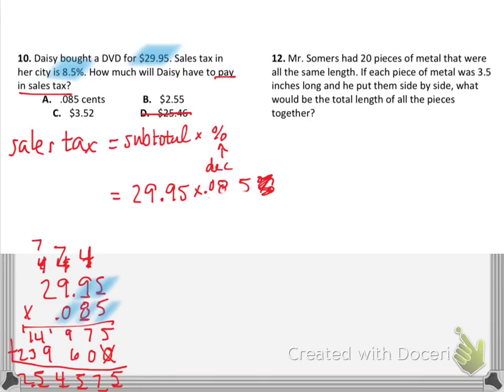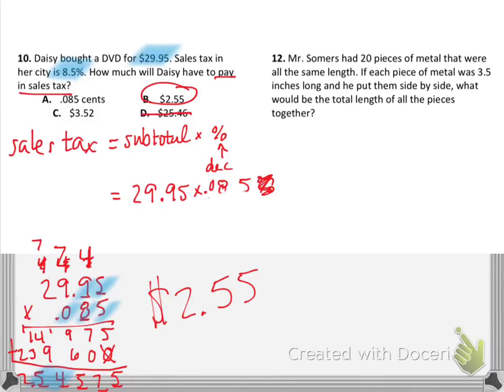So this number, but we have to remember that money only has 2 digits, so 2.54575. Money only has 2 digits, so we know it's going to be $2. Alright, so the 5 tells us to go up on the 4, so it should be 55 cents. $2.55 is our answer.